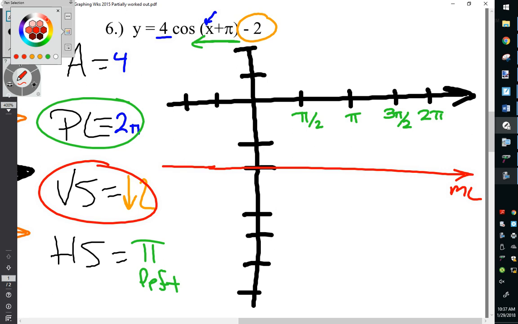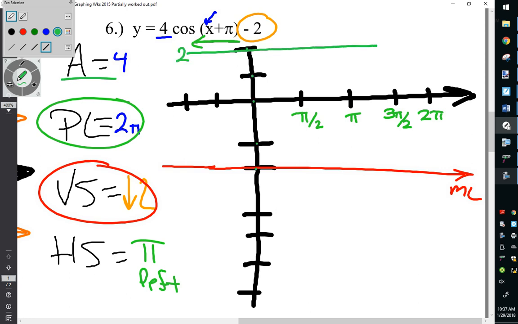My amplitude is 4. Since my amplitude is 4, picking a new color. I'm going from that line, 1, 2, 3, 4, to the top at 2. And I'm going down from the midline, from that -2 line, down 1, 2, 3, 4, down here to -6, sorry.